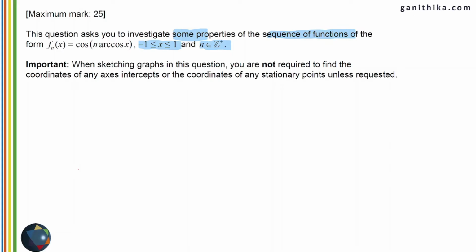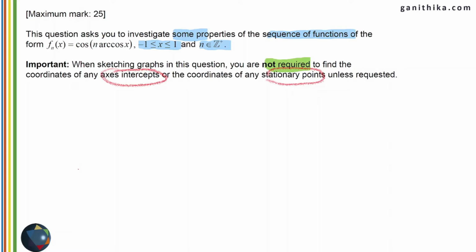Apart from this information, you are also given extra information in this question where it says, while sketching the graphs, you are not required to find any coordinates of axis intercepts or stationary points. Generally, when you are asked to sketch a graph in paper 1 or paper 2, you will be advised to mention all the coordinates including axis intercepts, stationary points, any other points of inflection, asymptotes, etc. But in this question, it's specifically asking you not to find out any of the axis intercepts or stationary points. So it is enough if you just give the shape of the curve correctly.